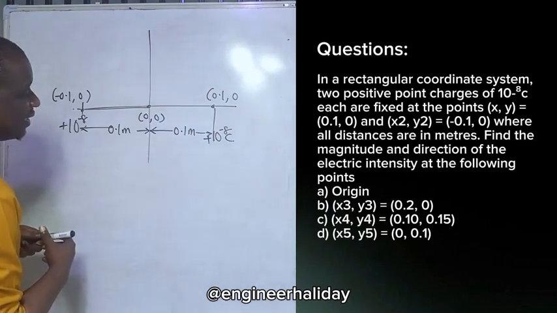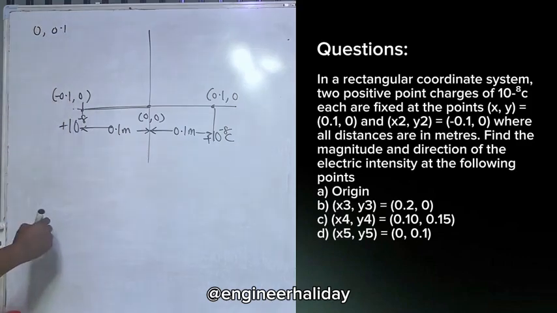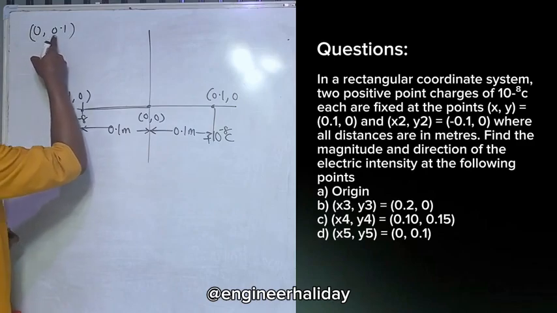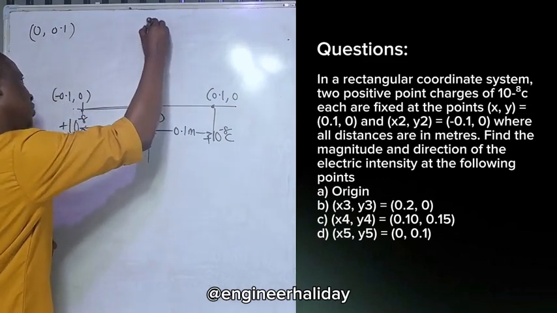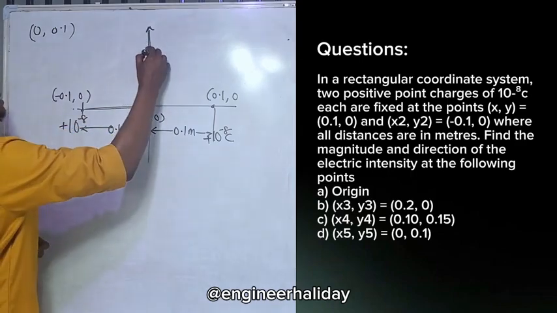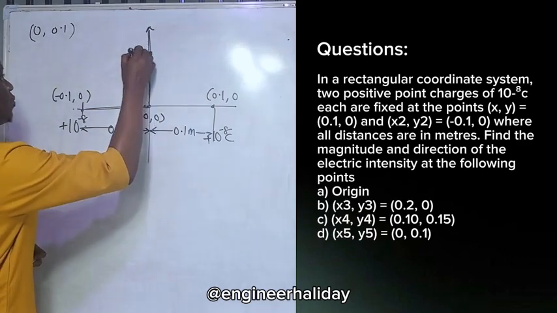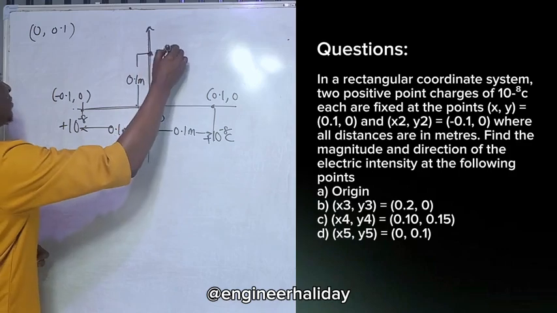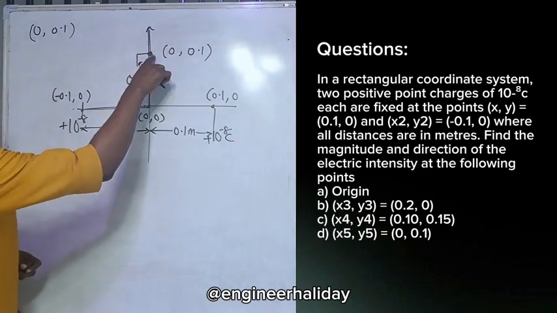Now, we want to find the electric field at 0, 0.1. What is 0? 0 is the X coordinate. 0.1 is the Y coordinate. So X can only be 0 along the Y coordinate here. So let's pick here. From here to this place is 0.1 meter, while Y is 0. That means this point is 0.1. So we want to find the electric field at this point.